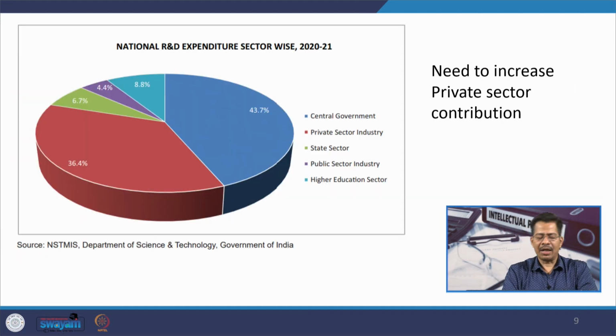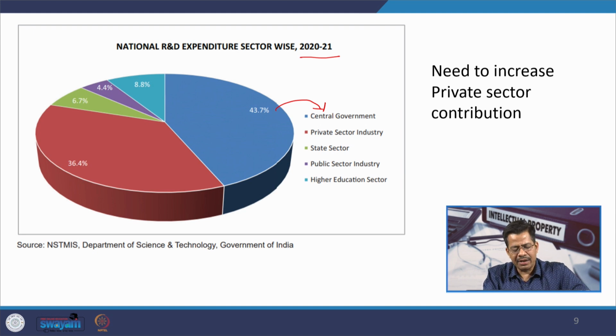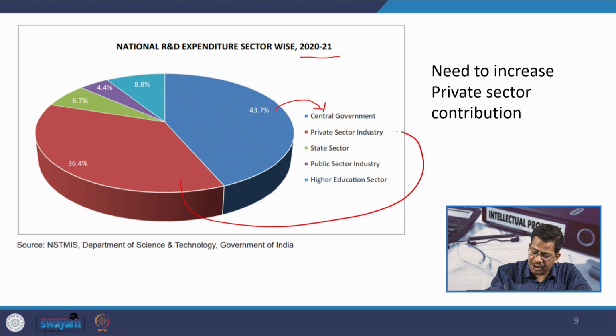Then another very interesting indicator you see in this particular slide, here again from the macro point of view, the budget which we are spending in R&D activities, this is from 2020-21 data. The central government is putting the maximum, around 43.7% contribution in our overall R&D activity is coming from the government sector, while the private sector is contributing 36.4%. We really need to increase the private sector contribution, because it is not the duty of government to do business, it is the duty of the private sector to do business.